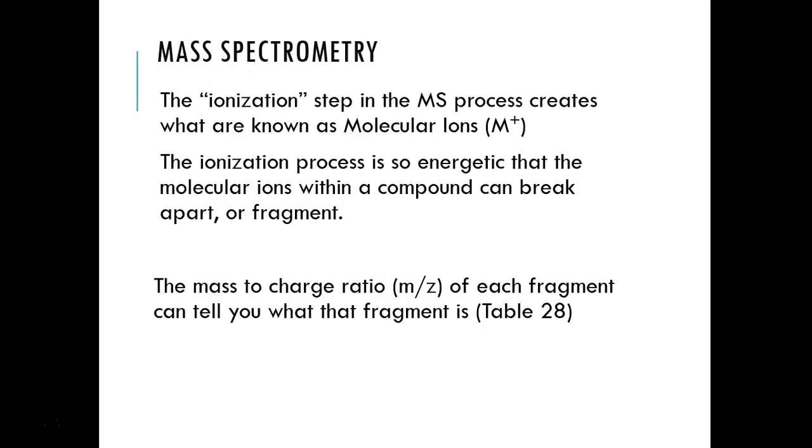Now, mass spectrometry, we've talked about a little bit in the past. So when we have the ionization step in the mass spec process, we create what are known as molecular ions. And this has the entire mass of the molecule, but it's lost an electron. And this process is so energetic that we do get some molecular ions that are just ionized, but we can also break down those molecular ions into fragments. We can look at the mass to charge ratio, the m/z, of each fragment, and it'll tell you what that fragment is. So table 28 in the data booklet has some of the most common mass spec fragments.